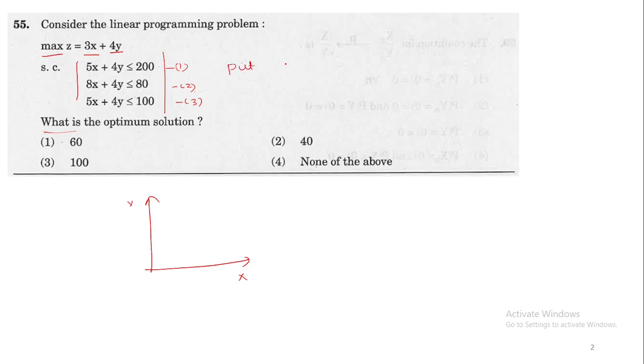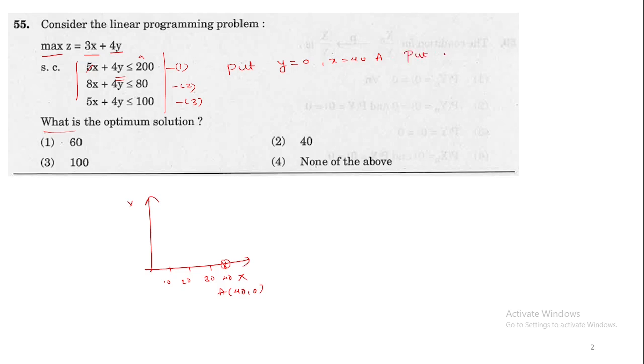So put y equals 0 in this equation. If you put y equals 0, 5x is less than or equal to 200, so x is less than or equal to 40. So when y takes the value 0, x takes the value 40. How to note this? Let us say this is 10, 20, 30, 40. So this is 40 comma 0. I will call it point A.